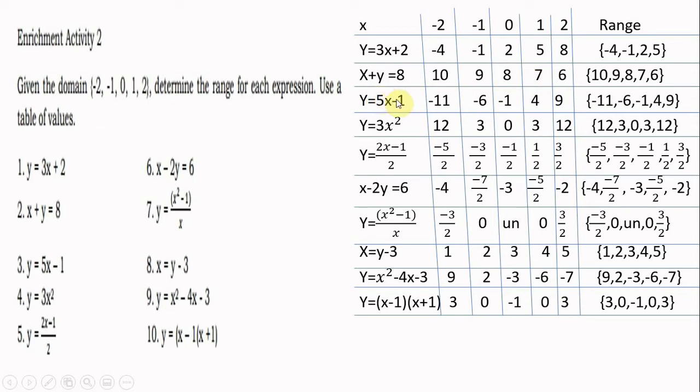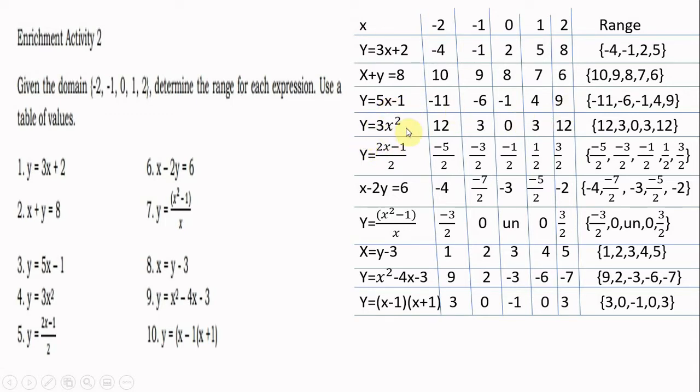So y equals 5x minus 1. When x is negative 2, 5 times negative 2 is negative 10, minus 1 is negative 11. When x is negative 1, negative 5 minus 1 is negative 6. If x is 0, this is negative 1. If x is 1, 5 minus 1 is 4. If x is 2, 10 minus 1 is 9.